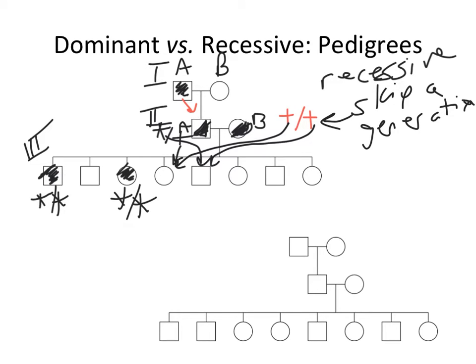So a recessive trait skips a generation in a pedigree, usually. Questions about recessive traits? That's the main way we identify them. You see it in one generation, it's absent in the next generation, it shows up again in the third generation. So by contrast, what is this going to look like if we do a dominant trait in the bottom?